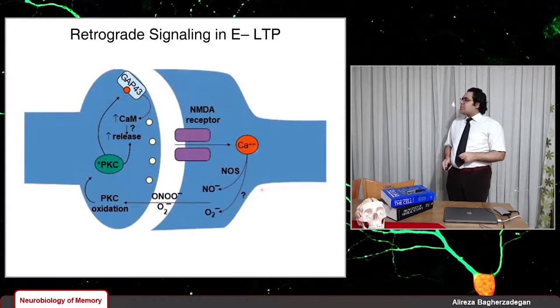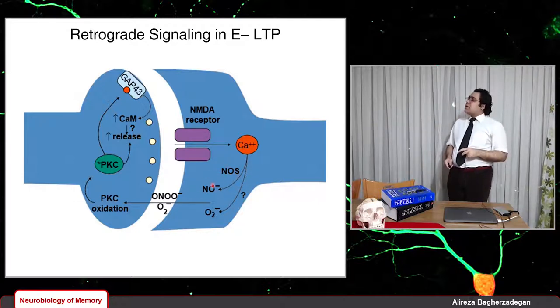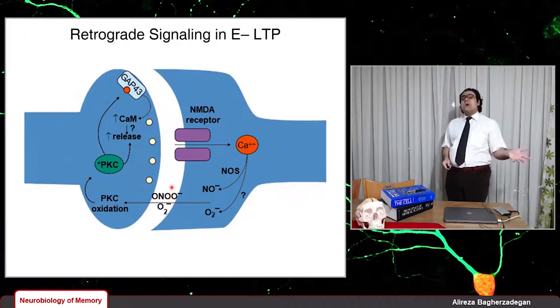Okay, a note on the retrograde signaling and nitric oxide. I told you that NMDA receptors are activated and then calcium ions get in, and calcium ions activate calcium calmodulin. The calcium calmodulin activates nitric oxide synthase. Nitric oxide synthase synthesizes nitric oxide, and the nitric oxide may get out of the postsynaptic terminal in the form of a superoxide or peroxynitrite.